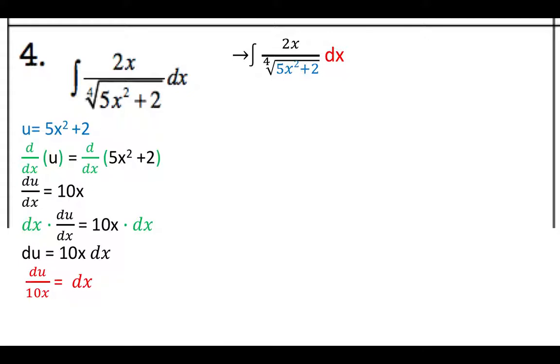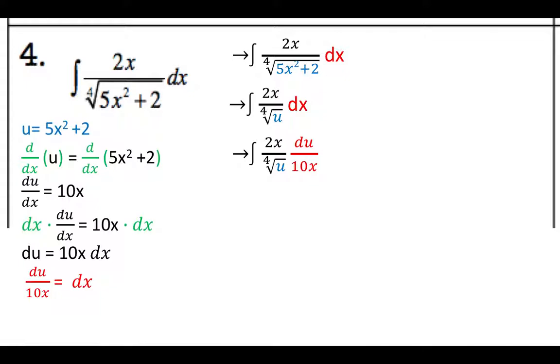Great. So now that you have u solved for and you have your dx, we're going to go back to our original equation and make our substitutions. This blue part right here will become u. This dx right here will become du over 10x. Let's go ahead and substitute. My first thing was the u. The next step, I'm going to put in that dx in red.